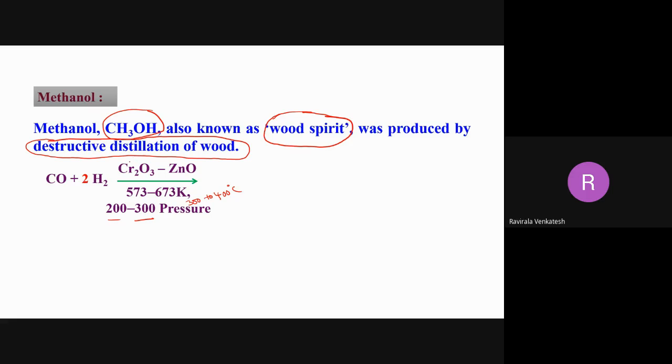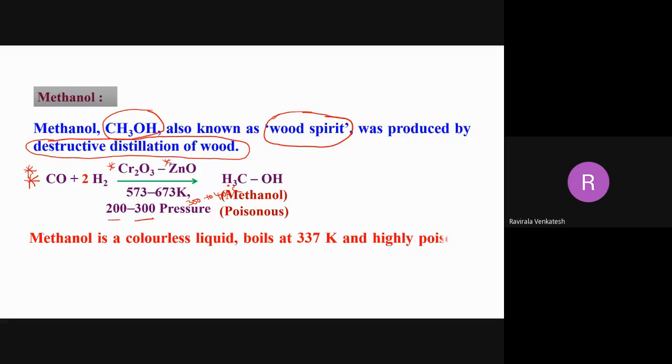These catalysts are very important: one is chromium oxide, the other is zinc oxide. The reactants are carbon monoxide and hydrogen, and we get methanol. This is a very important reaction, so remember it. Carbon monoxide reacts with hydrogen in presence of chromium oxide and zinc oxide at 573 to 673 Kelvin and 200 atmosphere, that is, high pressure and high temperature, to give methanol, methyl alcohol.